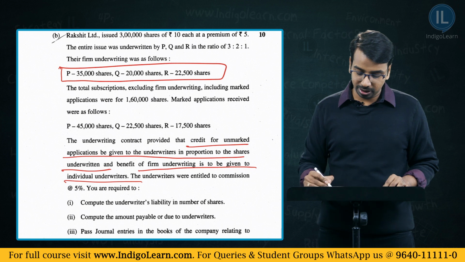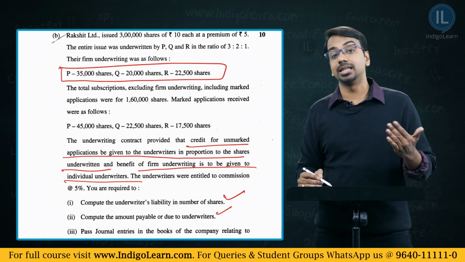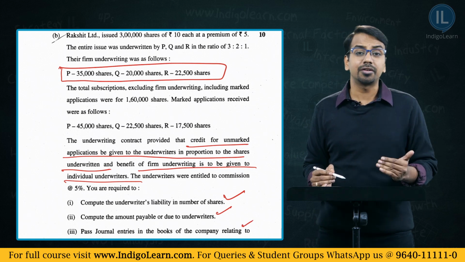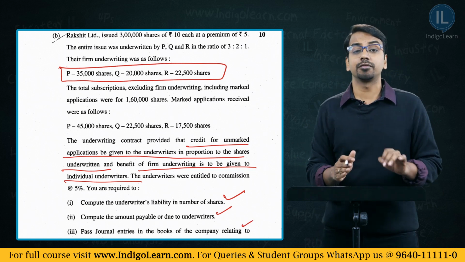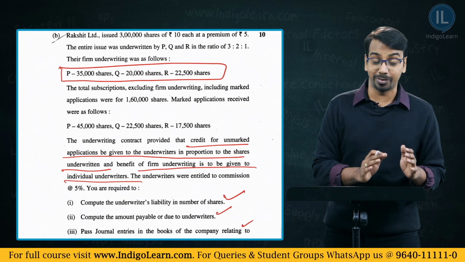And the question was to compute the liability, the simple table that you prepare, then the amount payable or due, again this can be derived from the table, and then passing the journal entries. A very much straightforward question, an adaptation of a question from the study material, and here also I believe you would have scored 10 out of 10 marks.